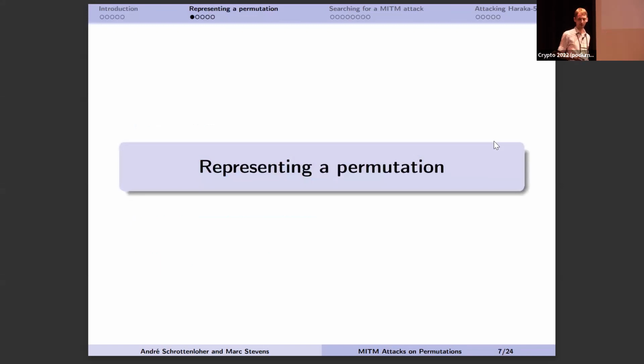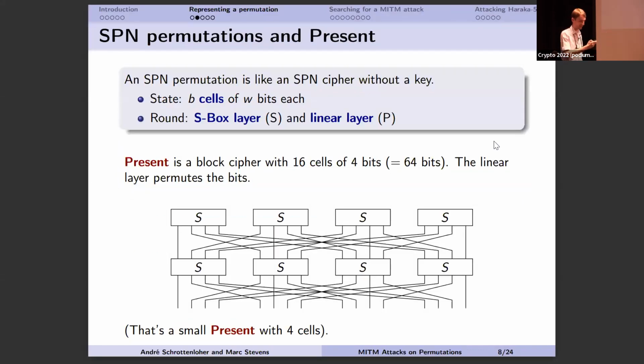OK, so we start with permutation design. An SPN permutation, a substitution permutation network, is like an SPN cipher without a key. That's how it's usually represented, with a state made of a certain number of cells. Let's say B cells of W bits, so that would make a state of W times B bits. The round function operates with a nonlinear layer, which applies S-boxes independently to all the cells, and a linear layer, which applies a linear function.